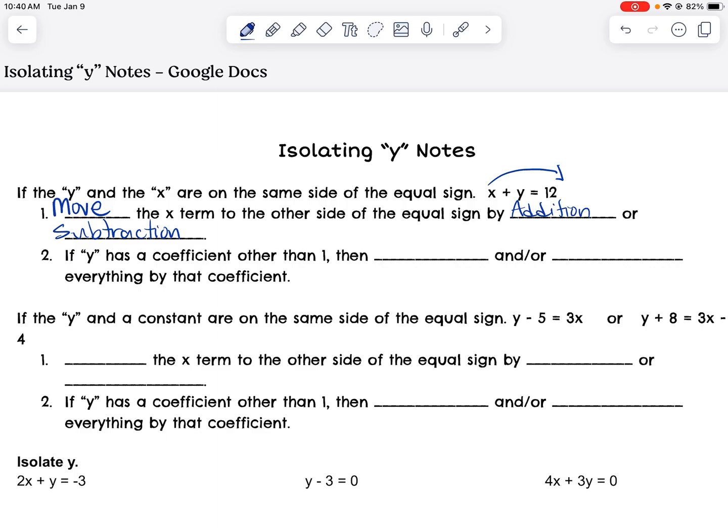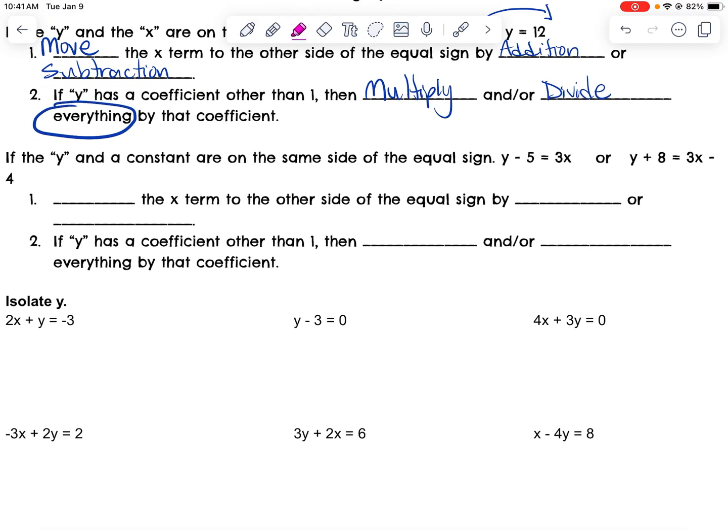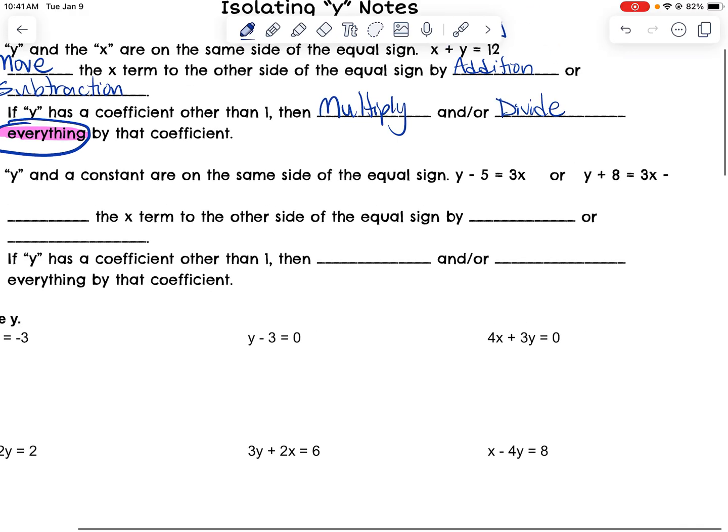Now, if y has a coefficient other than 1, then you are going to multiply and or divide. And there's a reason that it says and or, and I'll talk about that in a minute. Everything by that coefficient. And the everything is very important. Maybe I should highlight it. Everything is very important.